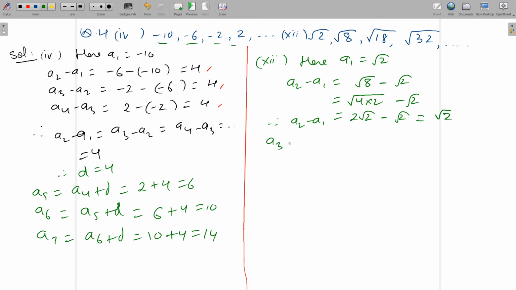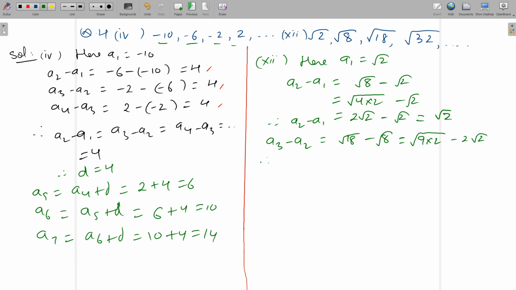Next, let us find the value of a3 minus a2. a3 minus a2 equal to root 18 minus root 8. Now root 18 can be written as 9 into 2, and root 8 we have already written here, that is minus 2 root 2.